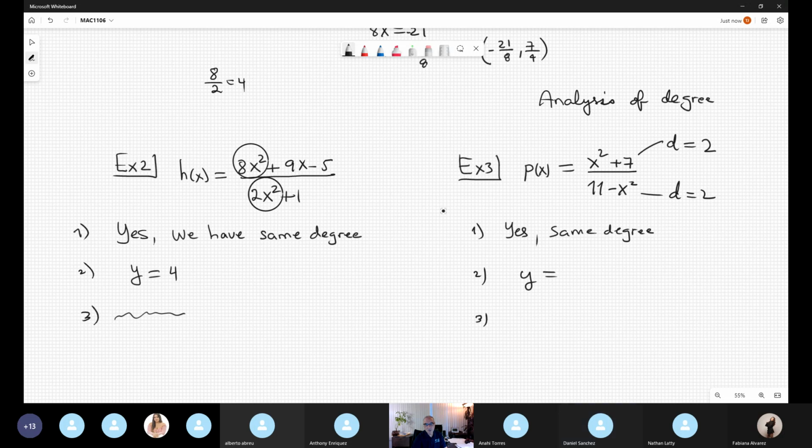1/1. 1 over negative 1. Yes, it's negative 1. Cool. And the crossing, let's do in another example.